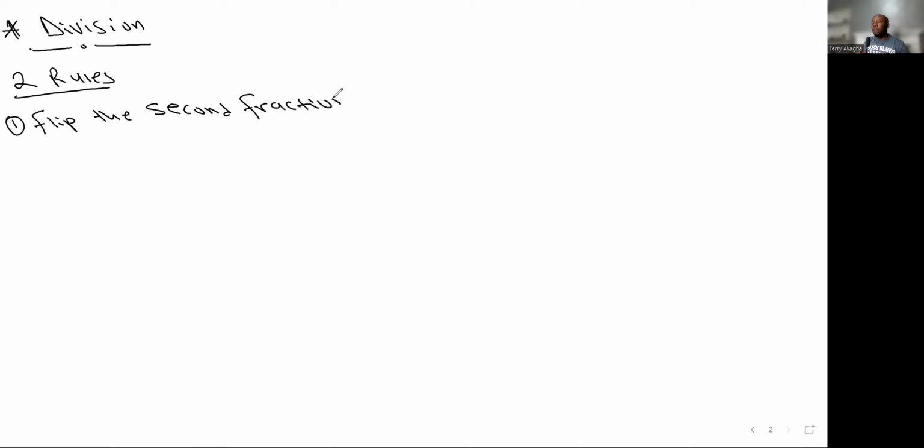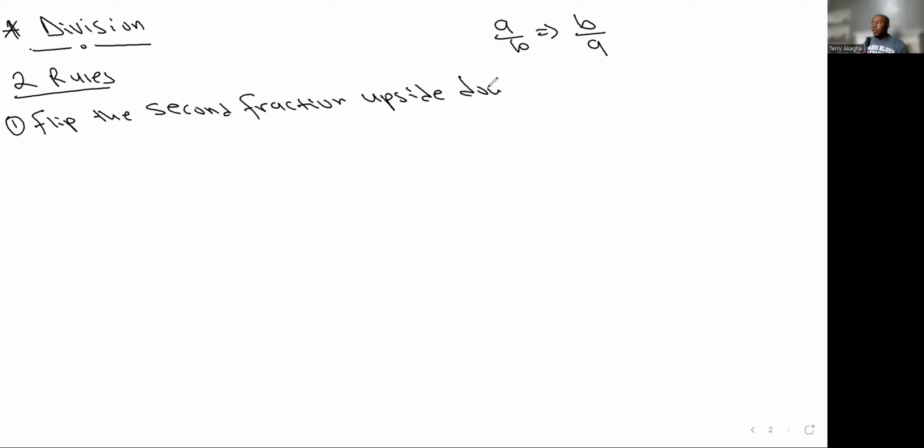When I say flipping, I mean the denominator becomes the numerator and the numerator becomes the denominator. For instance, if we have A over B and I ask you to flip it, it's going to become B over A. So the denominator becomes the numerator while the numerator becomes the denominator. The first thing to do is to flip the second fraction upside down.